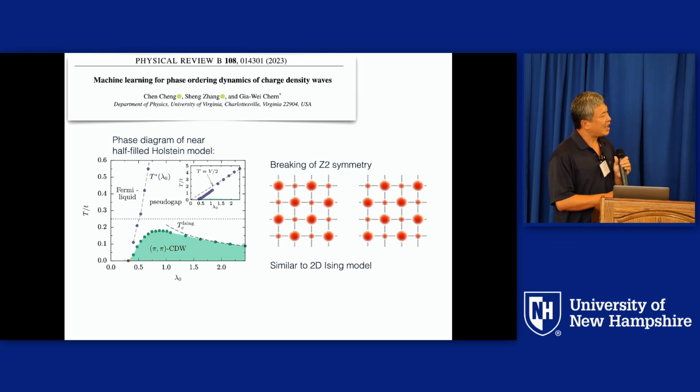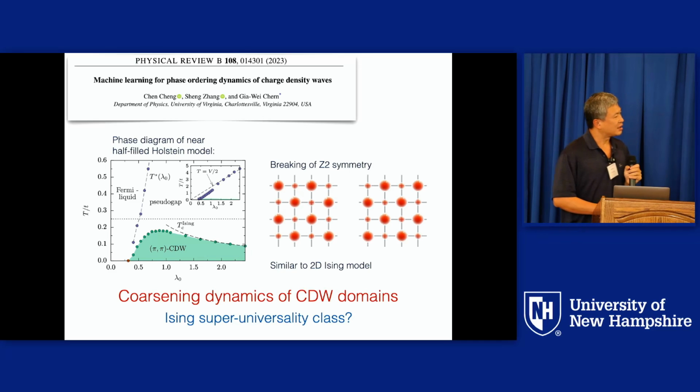And so around half filling, the ground state of the Holstein model exhibits this charge modulation, which breaks the Z2 sublattice symmetry. And so this is similar to a 2D Ising model. And even using determinant quantum Monte Carlo, people already verified that the phase transition into this Z2 CDW phase belongs to the 2D Ising universality class. So then the question is, if we want to study the coarsening dynamics of these CDW domains, whether it also belongs to this Ising universality class of coarsening dynamics, right?